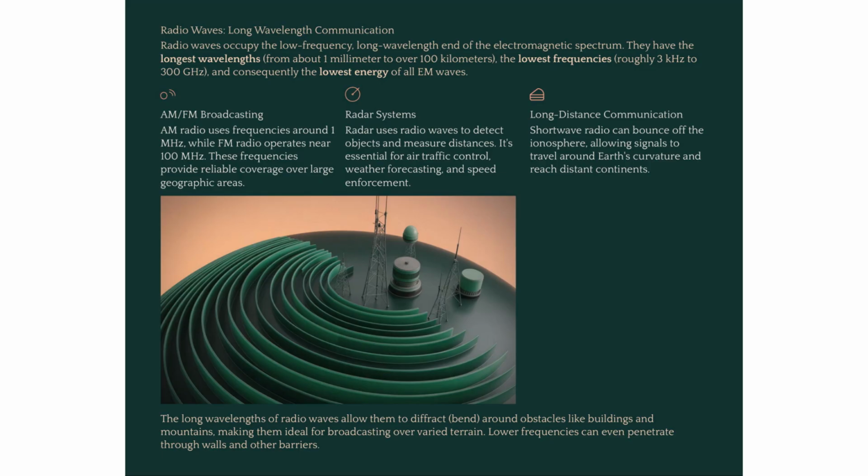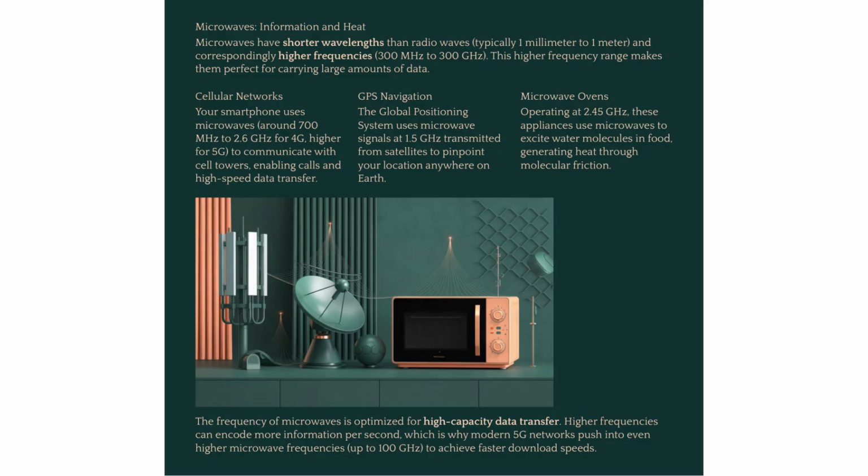Because of their long wavelength, radio waves are excellent for broadcasting. They can bend around large objects, like buildings or hills, allowing them to travel great distances to reach your car radio or home antenna. Move slightly higher in frequency and you hit microwaves.